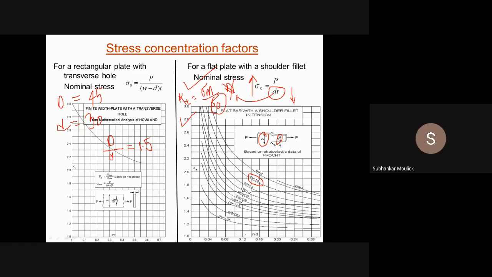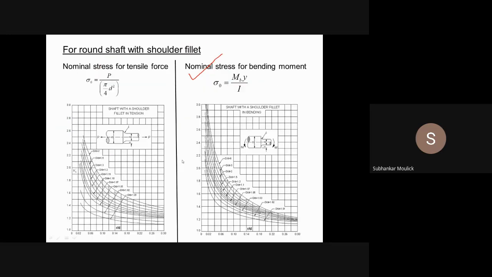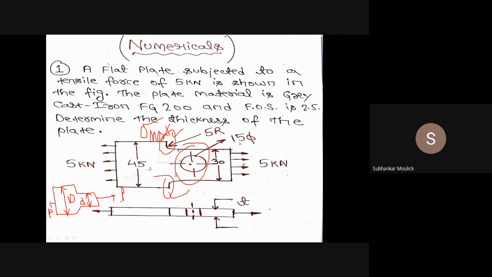Now in my x-axis, I have small r by d. Small d I already know, that is 30. And what is small r? If I see this diagram, small r is the fillet radius. Now I have to go back to my question and see what my fillet radius is. What is my fillet radius in the question? 5, the radius is 5.